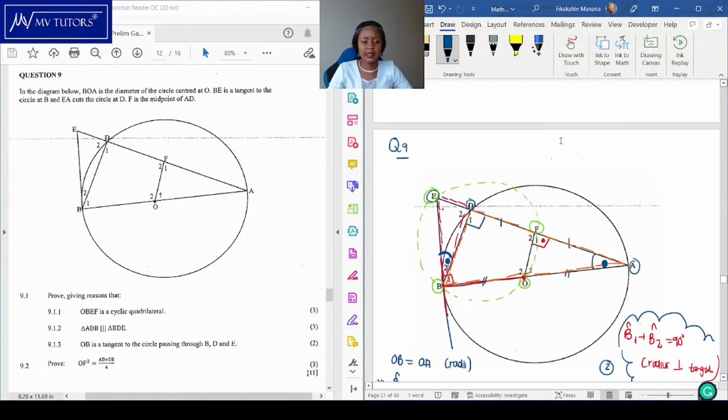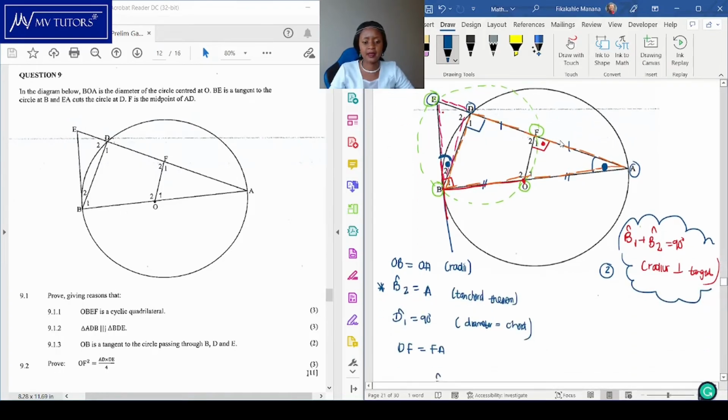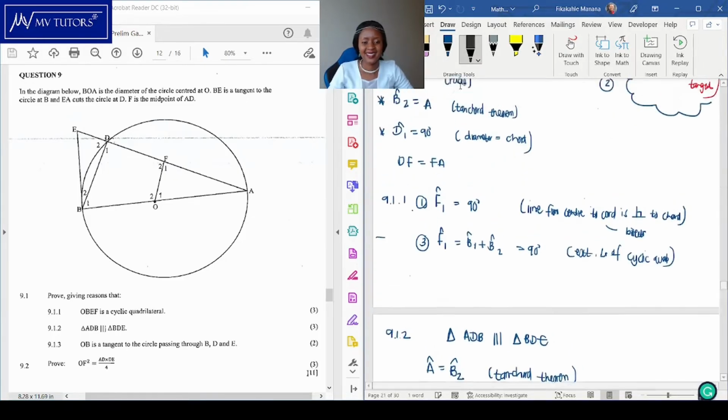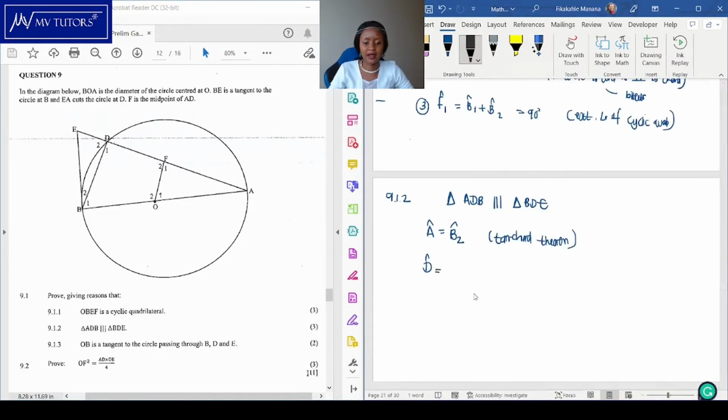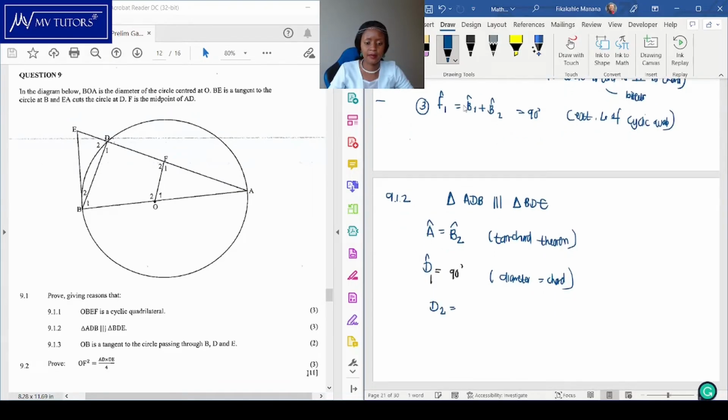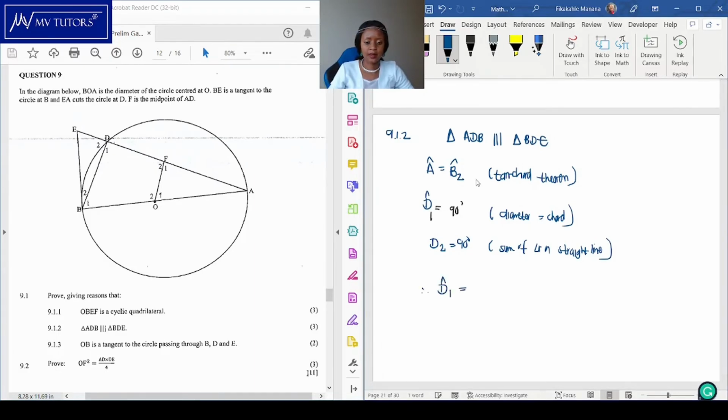Okay, cool. Now D is equal to D. We know that D1 is 90 degrees, because the diameter subtends an angle of 90 degrees. So D1 is equal to 90. We already wrote that down. We said that the diameter is the chord. Because of such, we can say D2 is also 90 degrees. Why? Because of the sum of angles on a straight line. Therefore, D1 is equal to D2.